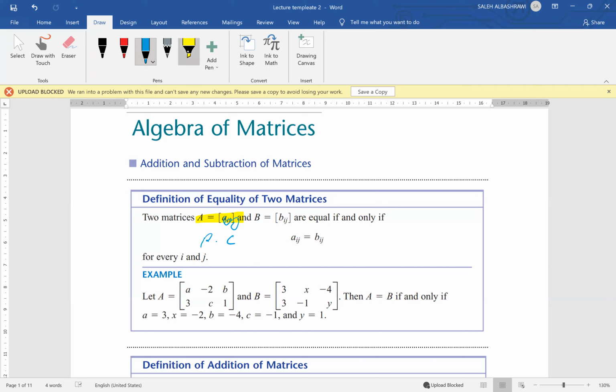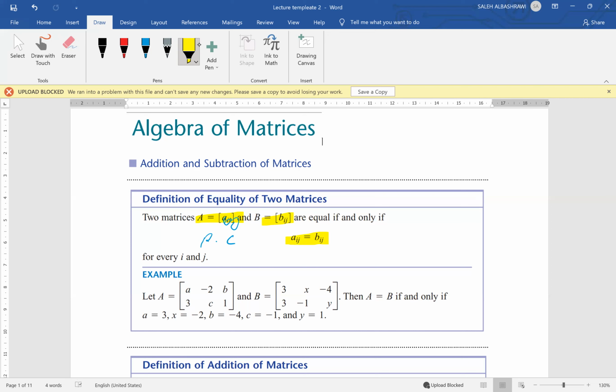And so with that we have this matrix A equal to Aij and B, which is written in this notation, B sub ij. We say these two matrices are equal if and only if Aij equals Bij. It means the elements in the same locations must be equal. And this should be for every i and j.